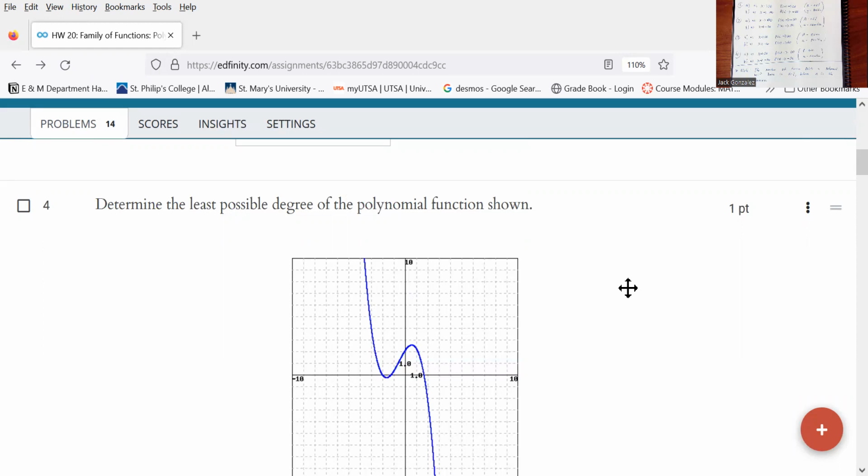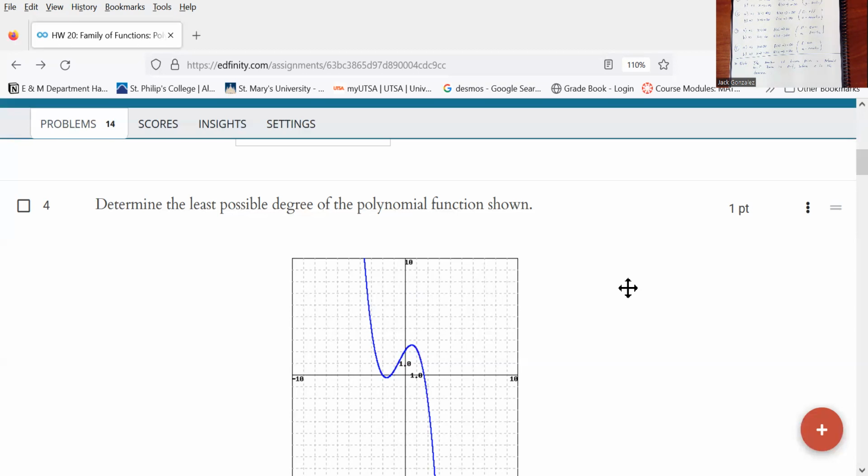So what would the degree be? What do we say? N minus one is the total number of turns. So what would n be? Well, 2 is the number of turns, so n would have to be 3, right? It would be 3 minus 1 equals 2. That gives you the turns. That makes sense? N minus 1 equals the number of turns.